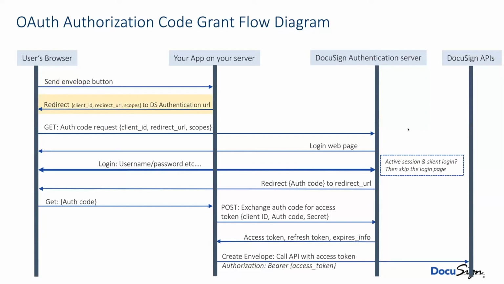Next, what happens is the user's browser has received the redirect and then immediately makes a GET request to the DocuSign authentication server. So you see that's going to the 3rd column here. And this GET request is including all that data that was just sent to the browser by your application. So again, that's the client ID, the redirect URL, scopes, and so forth.